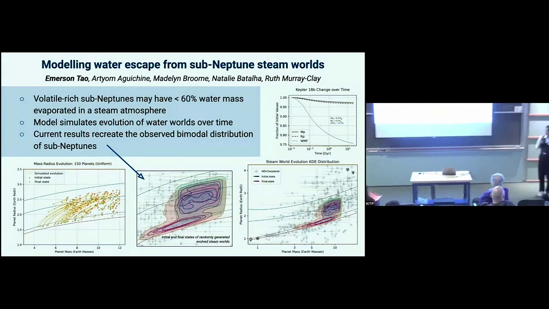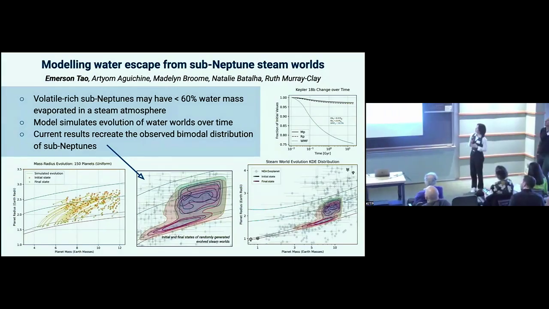Hello, I'm Emerson Chow. I'm an undergraduate student at UC Santa Cruz, and I'm studying water escape from sub-Neptune steam worlds. Volatile-rich sub-Neptunes have the potential to be water worlds with up to about 60% of their mass in water. And for planets that are very close in to their host stars, this water reservoir is evaporated into a steam atmosphere. And I have built a model that combines a steam world interior model and atmospheric escape model to study these planets' evolution over time, tracking their mass, radius, and water mass fraction.